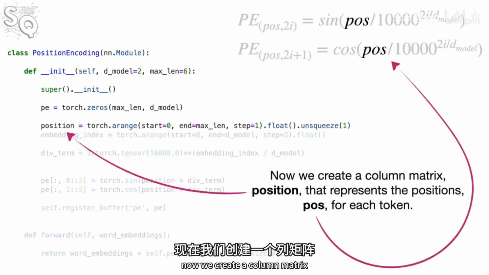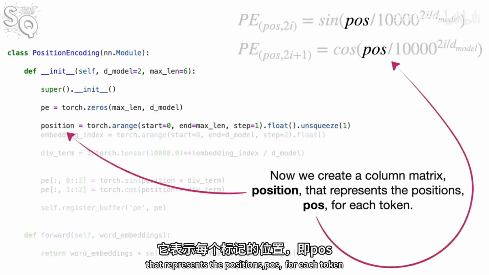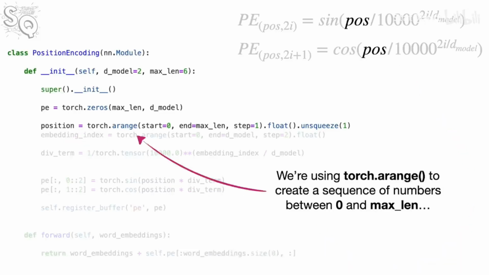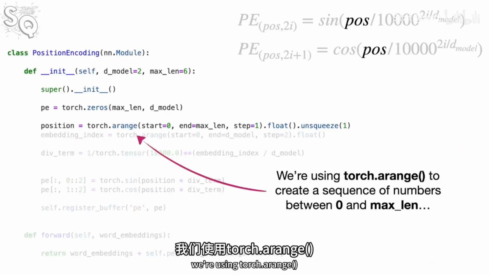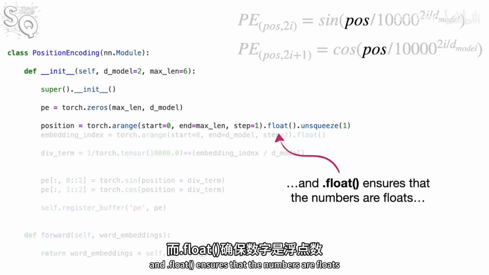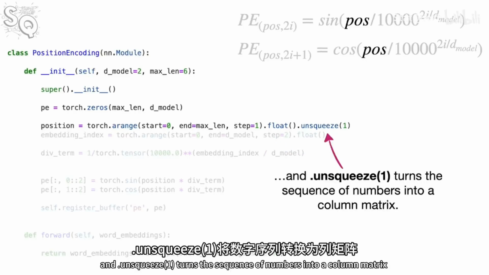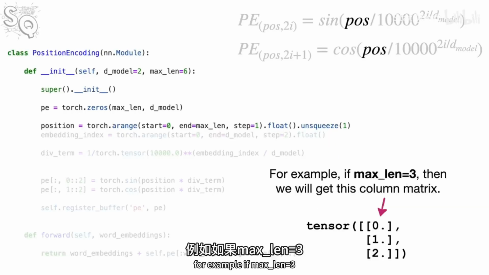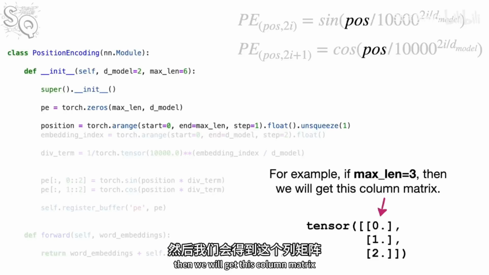Now we create a column matrix, position, that represents the positions, pos, for each token. We're using torch.arange to create a sequence of numbers between 0 and max_len. And .float ensures that the numbers are floats. And .unsqueeze(1) turns the sequence of numbers into a column matrix. For example, if max_len equals 3, then we will get this column matrix.